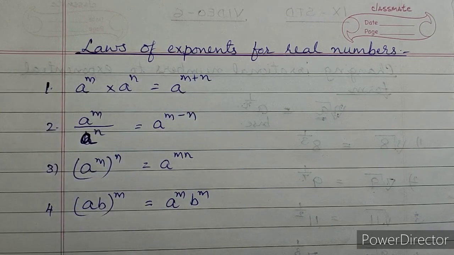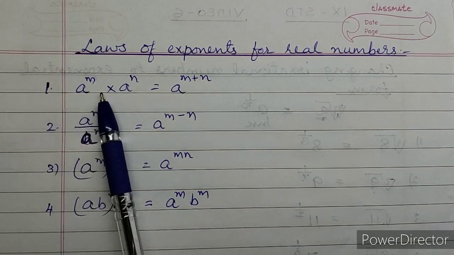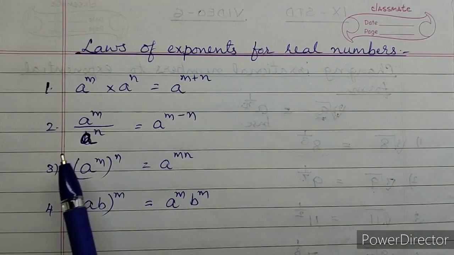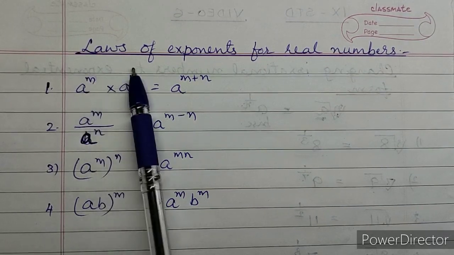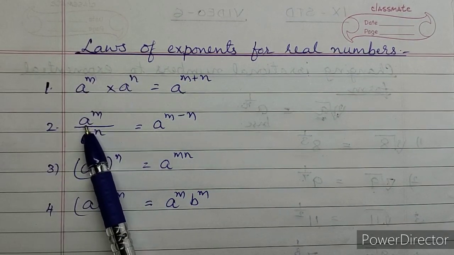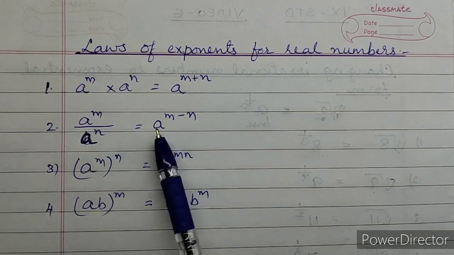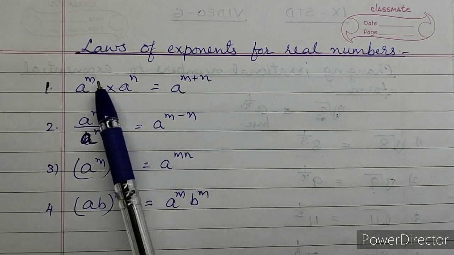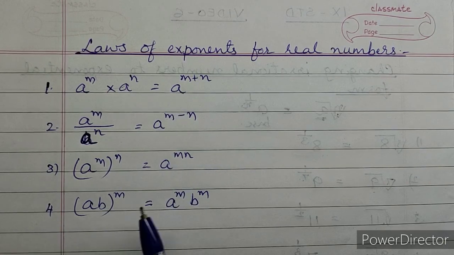These laws you have already learned. Just brush up on that. First one is a to the power of m into a to the power of n is equal to a to the power of m plus n. Second one: here bases are equal, exponents are different. A to the power of m by a to the power of n, bases are equal, equals a to the power of m minus n. Division comes, subtraction; multiplication comes, addition of the exponents if the bases are equal.